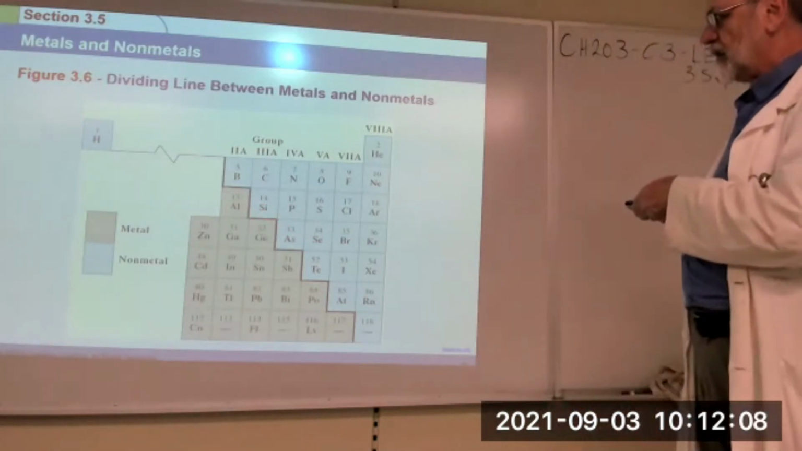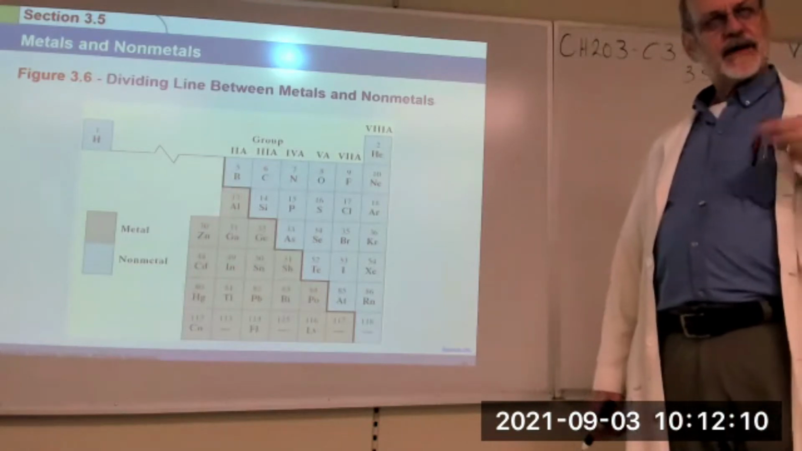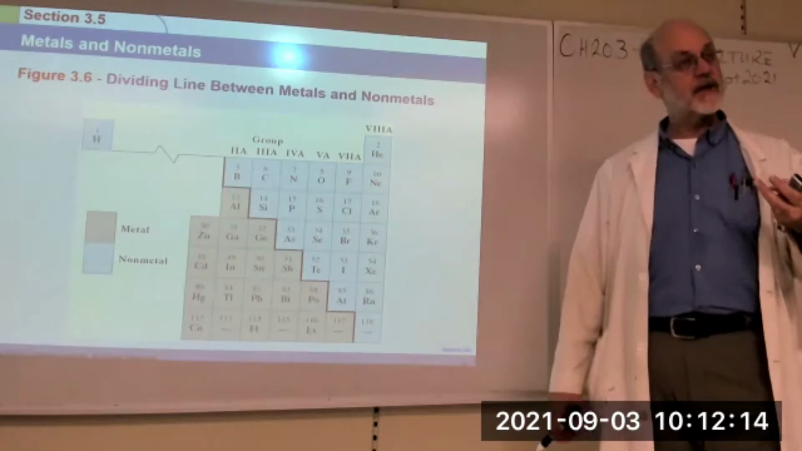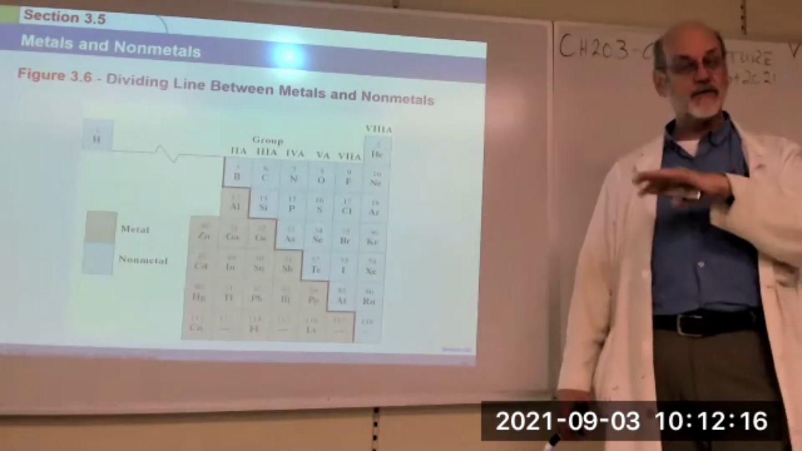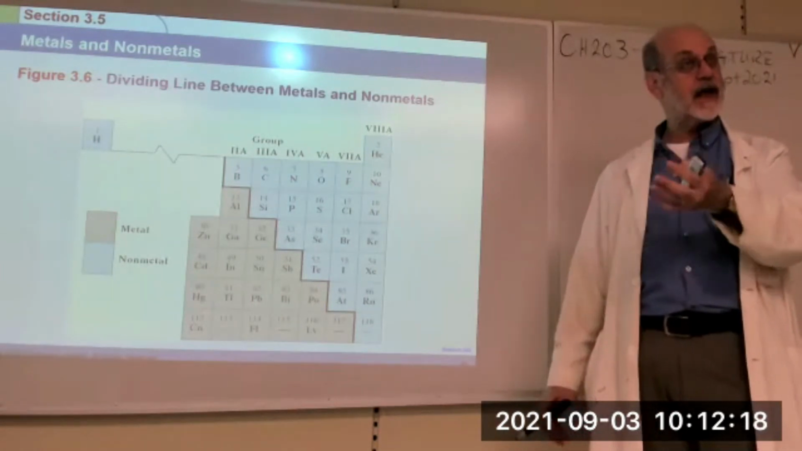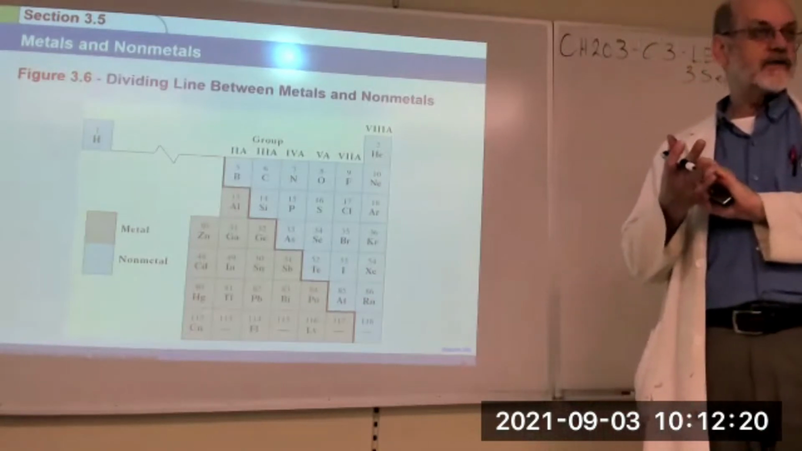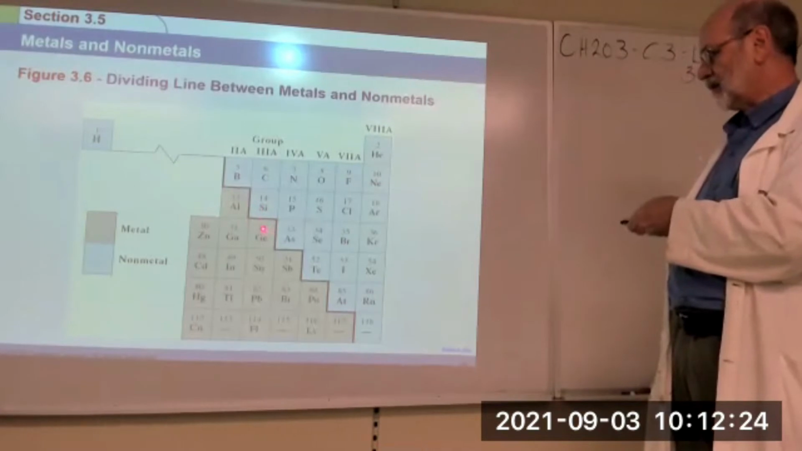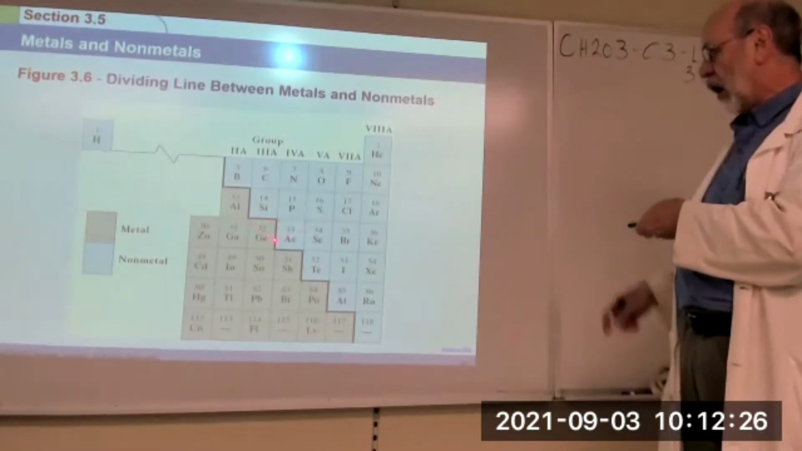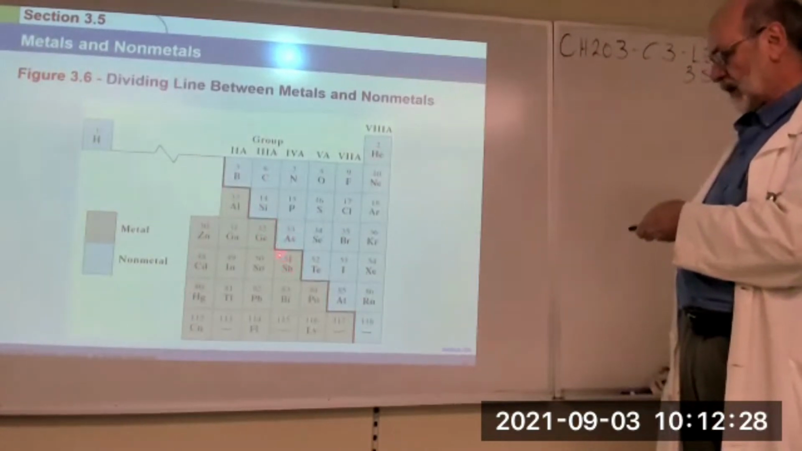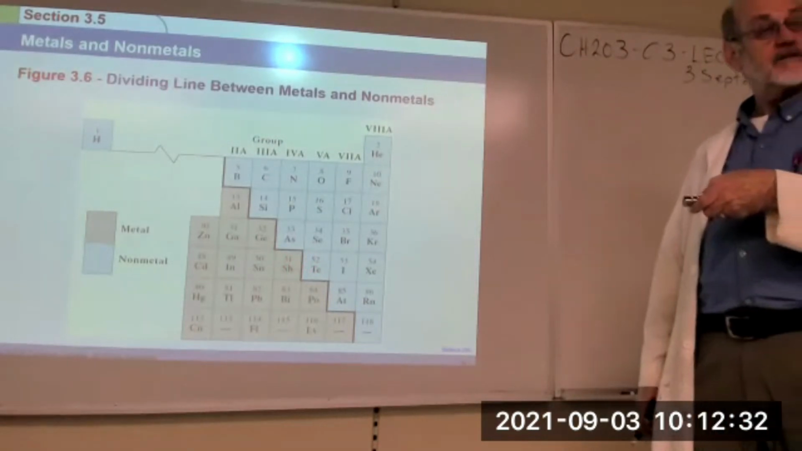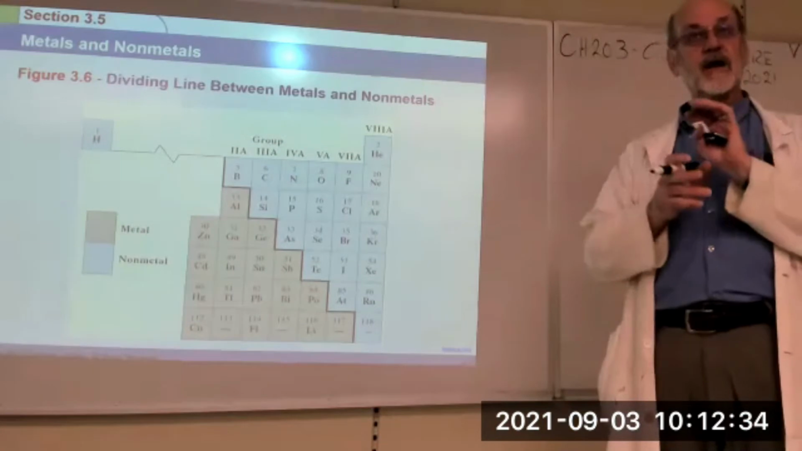And some of them, depending on the circumstances, behave like metals, and sometimes they behave like non-metals, even if they're on the other side of that line. Those are called metalloids, like silicon and germanium, arsenic, antimony, tellurium. They have a tendency to behave differently depending on their environment.